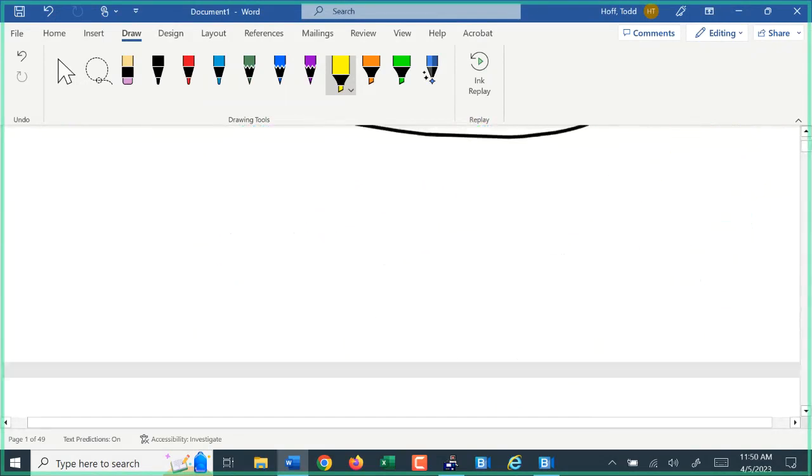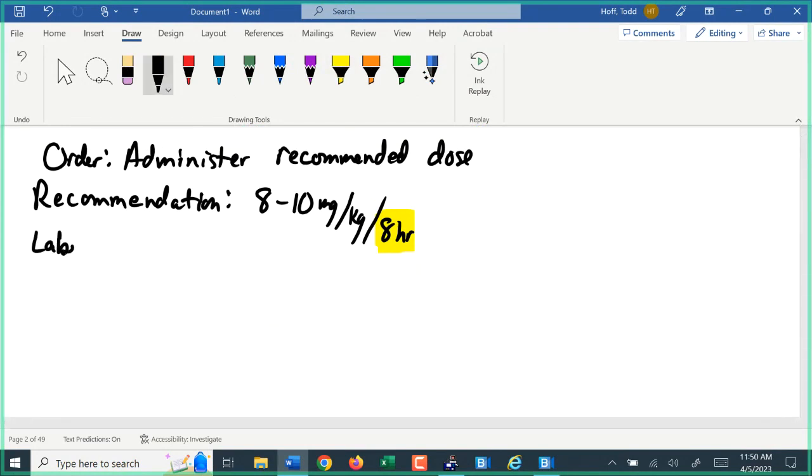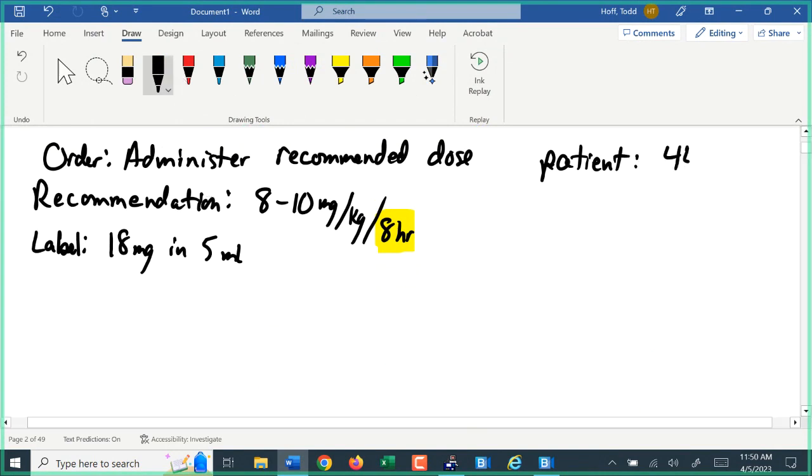So now, again, the 8 hours doesn't come into play in most of our calculation here, but we do want to make sure that is labeled in our answer so that we know how often we can administer that recommended dose once we've calculated it. Our label, or the supply, says it is constituted 18 milligrams in 5 milliliters. And then, of course, we have our patient, who in this case weighs 44 pounds.